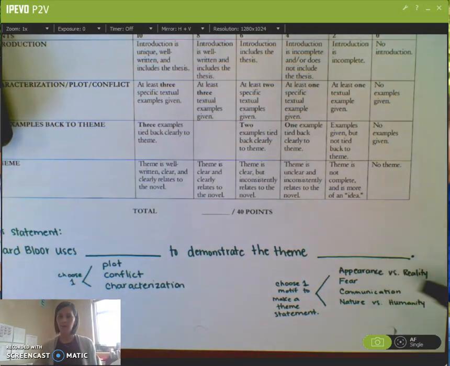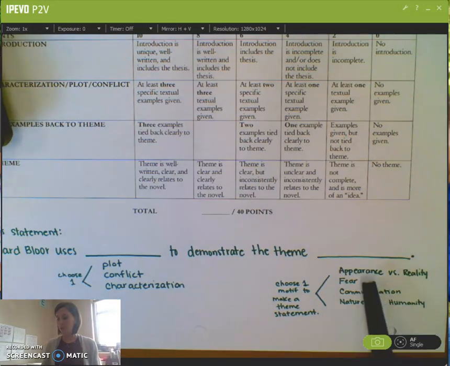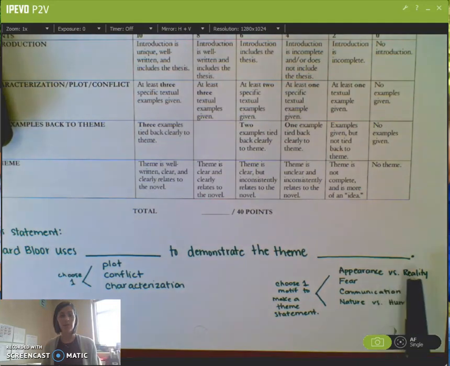So under this line, I've written some ideas of things that you can think about to consider using as a starting point for your theme. So think about, in Tangerine, appearance versus reality and how that plays out. Think about fear and all the different elements of fear. And you can think about communication, maybe lack of communication or communication that should happen and doesn't in Tangerine, and how that affects people. And this one we've talked about a lot in class, nature versus humanity.